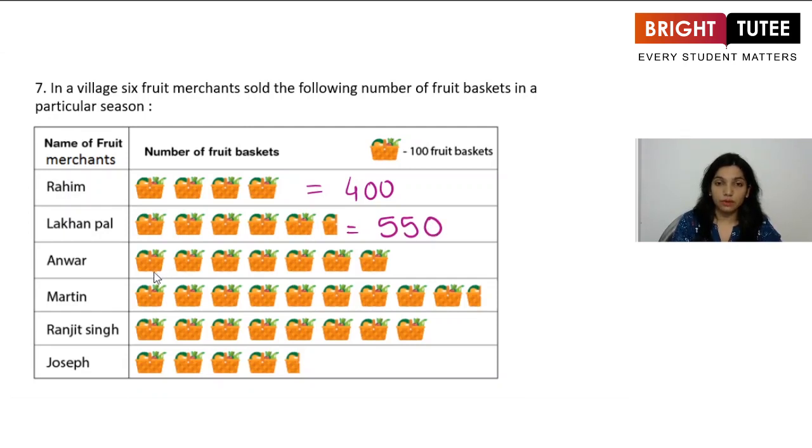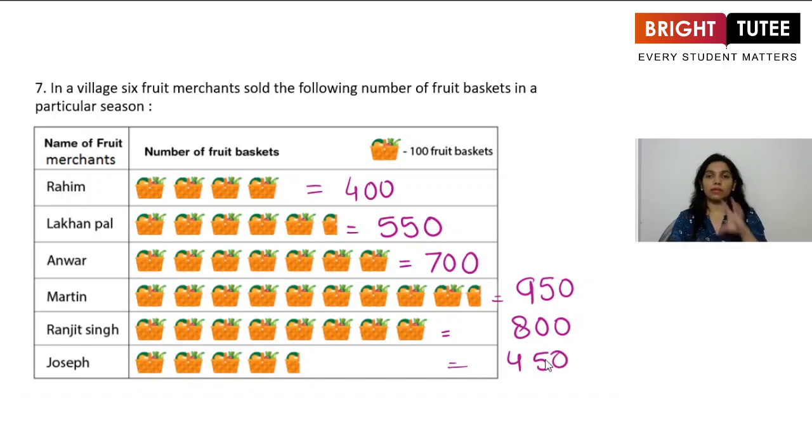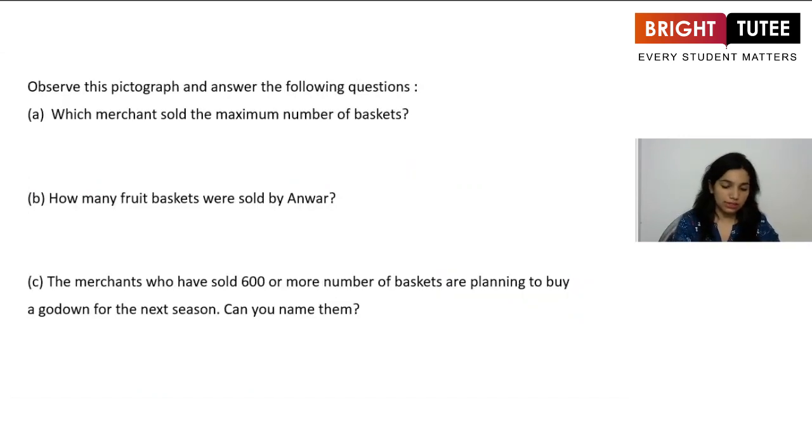The next one is Anwar, 1, 2, 3, 4, 5, 6, 7. So 7 times 100 is 700 fruit baskets. The next one, Martin, is 1, 2, 3, 4, 5, 6, 7, 8, 9 and a half. So it is 950 in total. Clear? Now let us move to the next one. 1, 2, 3, 4, 5, 6, 7, 8. So it is 800 fruit baskets. The last one, Joseph, is 1, 2, 3, 4 and a half. So it is 450. Clear? We just take one basket, times it by 100. 4 baskets is 400. So it is 400.